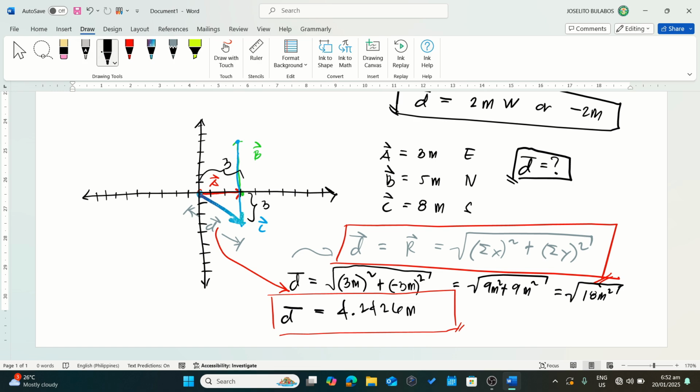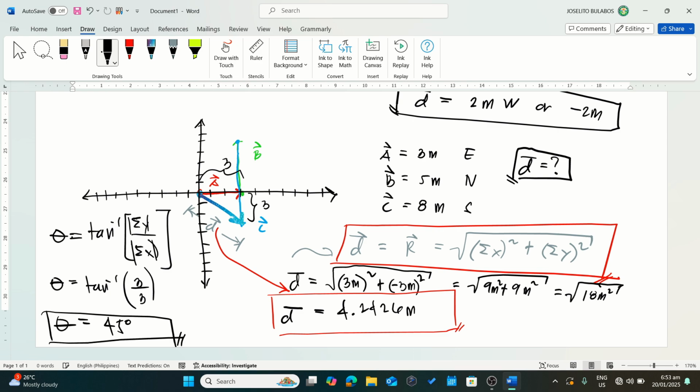Now to solve for the direction or the angle, we have to use this formula, if you can still remember. Tangent inverse of the absolute value of the summation of y over the absolute value of the summation of x. Okay, so the angle will be tangent inverse of 3 divided by 3. That should be actually 45 degrees. The angle here must be 45. That's all for distance and displacement.